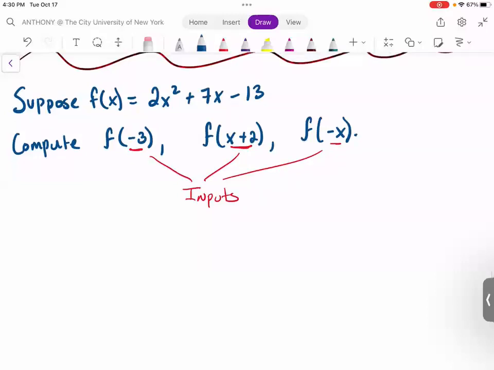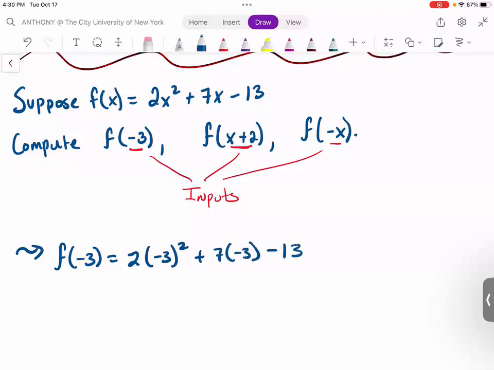So if I want to do something like f of -3, then this is going to equal 2 times (-3) squared plus 7 times -3 minus 13. We can evaluate this. First off, when you think about PEMDAS, you do all the parentheses or exponents first. So we have to do the exponents, namely (-3) squared. What is (-3) squared? 9. So you get 2 times 9 plus 7 times -3 minus 13.